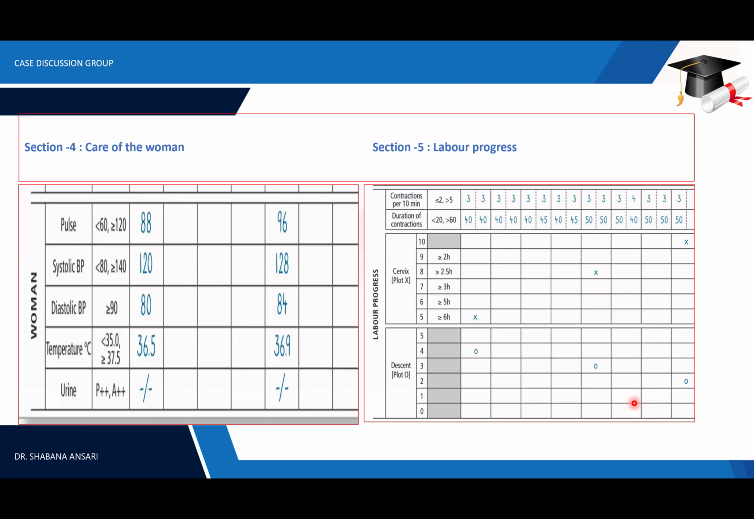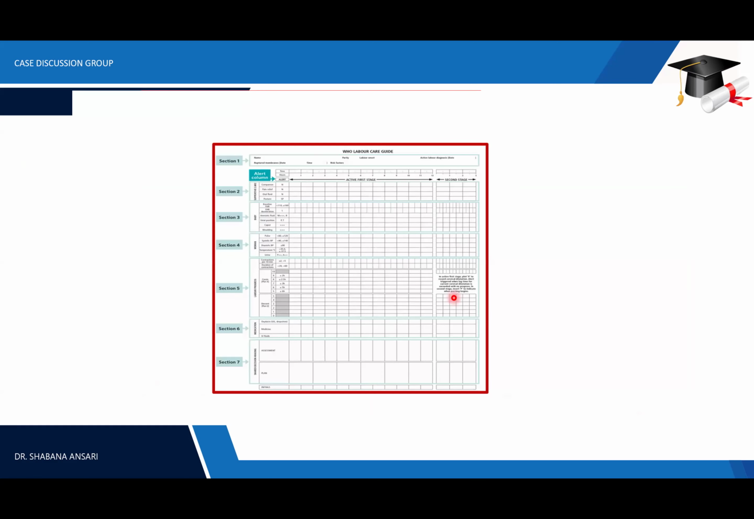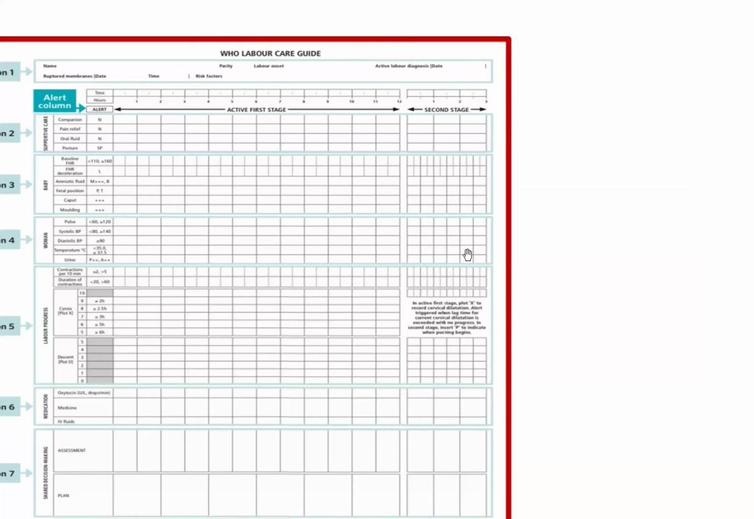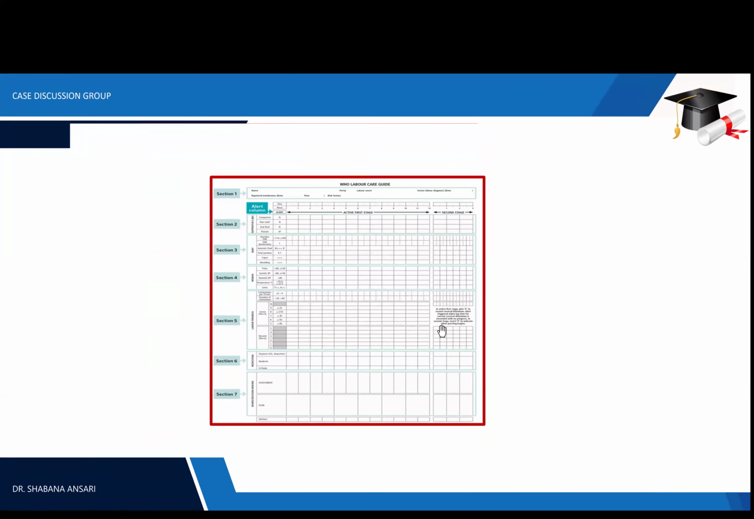Now, we have this new section. This is the second stage of labor. So this is again the new section. Here, whenever the patient is pushing, we will mention it by P. Okay, so this is the new section in this labor care guide.